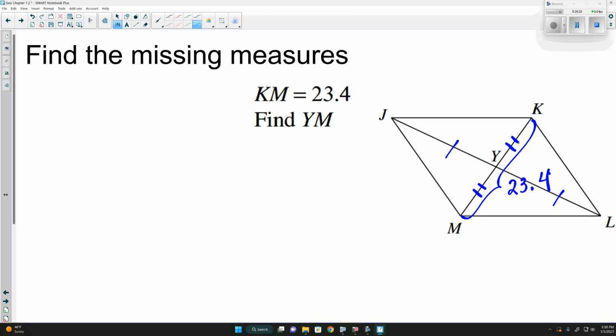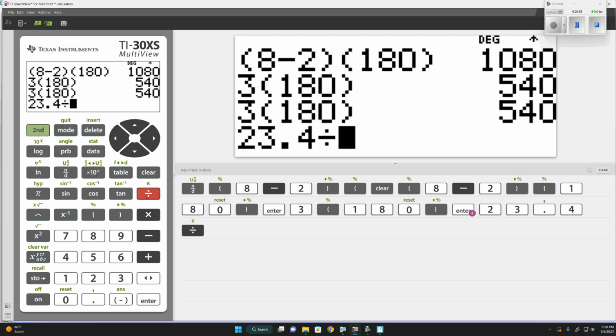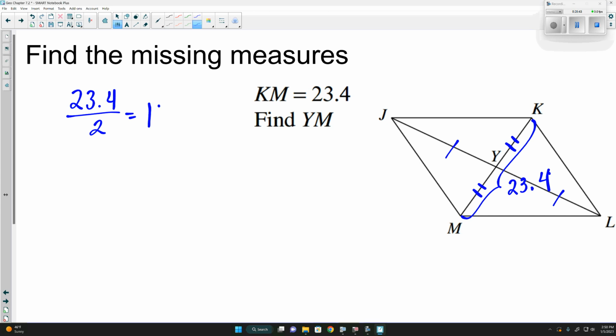So yes, we divide it by 2. So we can take 23.4, because again, we're cutting it in half. We can divide it by 2. And exactly, 23.4 divided by 2 is 11.7. So that tells us that YM is 11.7. What's YK? 11.7, because those two lengths are the same.